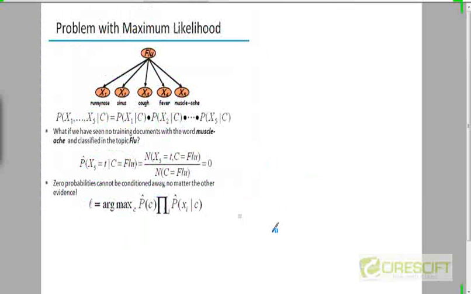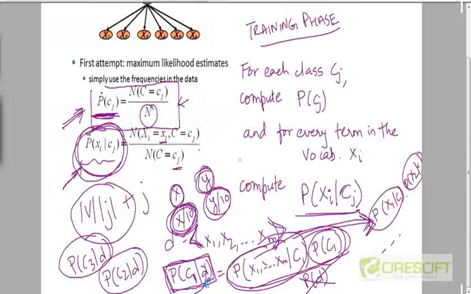Okay, so one of the things I want to point out here is, in real life, it is possible for you to get a test document having a word that you have never seen before. If such a scenario happens, what will be the probability that you will end up computing? Any guesses? Let's say you have a test document which has a word that you have never seen before.